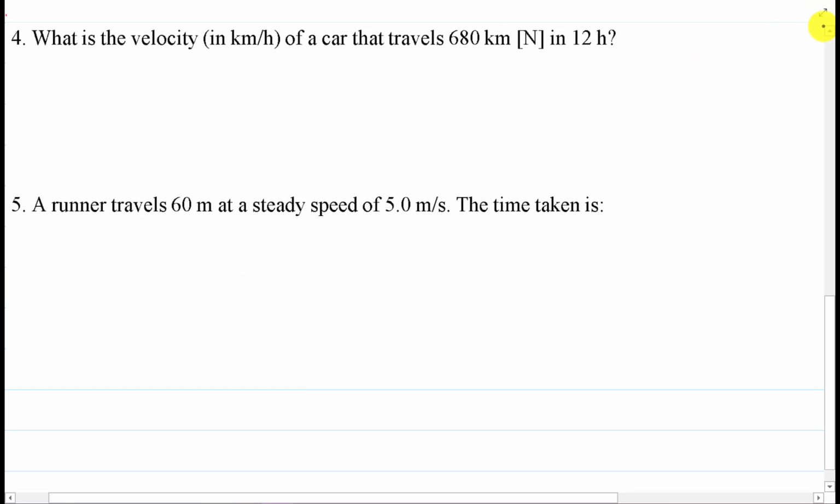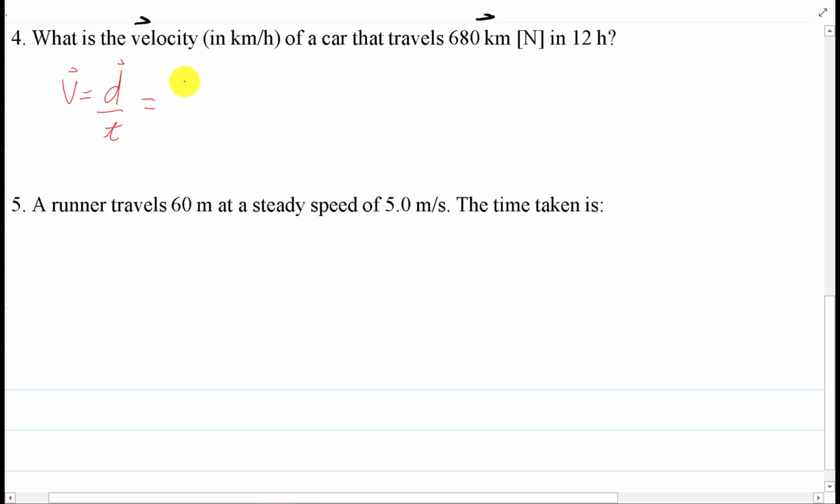Going to continue on from the worksheet, number 4 and 5. That was from homework. What is the velocity in kilometers per hour of a car that travels 680 kilometers north in 12 hours? So it's velocity, so it's a vector, and we're given a vector for the displacement. That's pretty good. Okay, so v is equal to d over t. You don't need to put these arrows in there, but I'm just showing you that they are what we want. Both of them will have vectors. That's what we get. We put a vector in, we get a vector out.